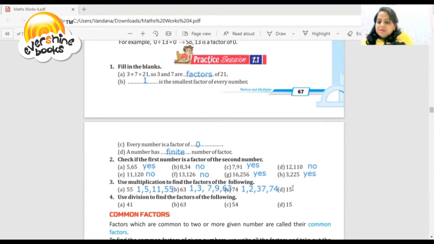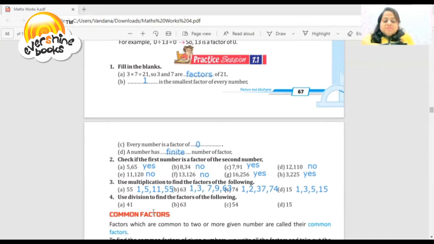Okay. Now 15. 1 is a factor of every number. So write 1, then 3. 15 is fully divisible by 3 also. And then you have to write 5. Then you have to write 15. It's very easy. So students, these are all your factors of 15.